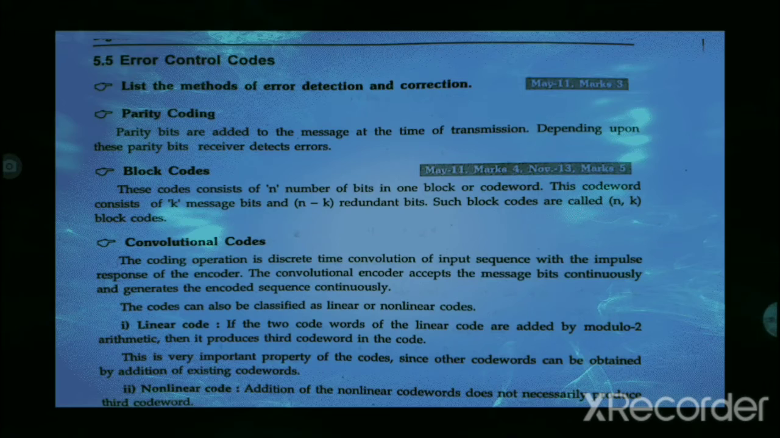Linear code. If two code words of the linear code are added by modulo 2 arithmetic, then it produces a third code word in the code. This is a very important property of the codes since other code words can be obtained by addition of existing code words. Non-linear code. Addition of the code words does not necessarily produce a third code word.